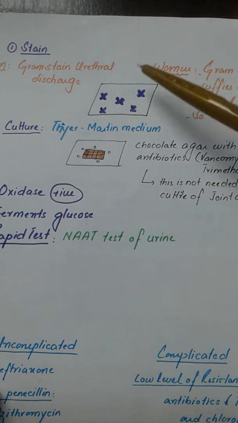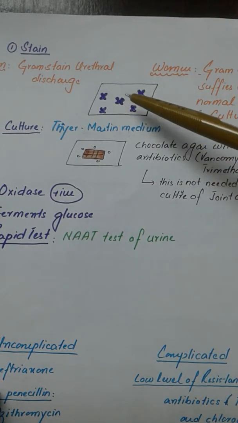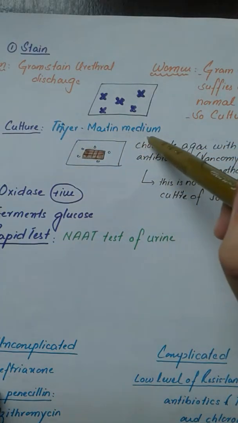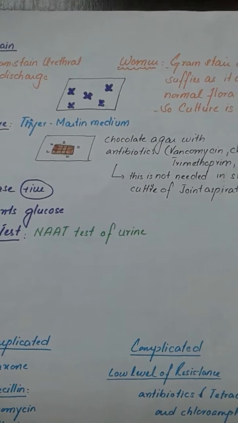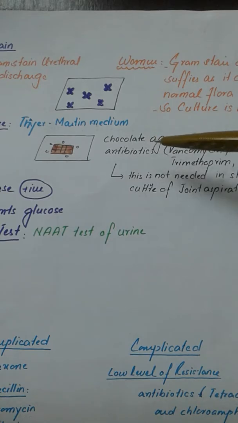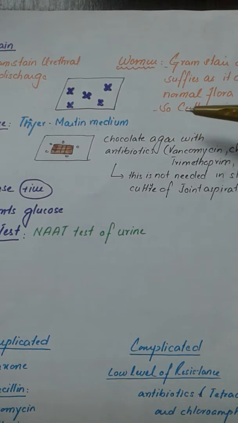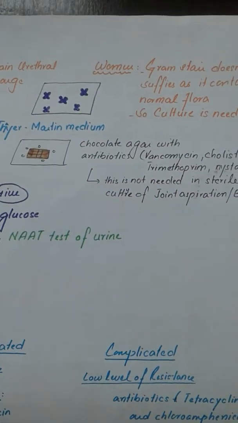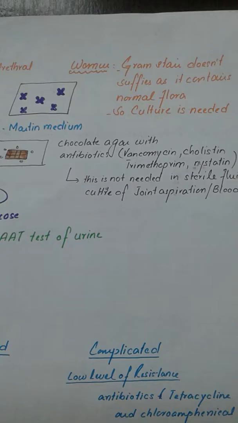What we see under the microscope is, again, a gram-negative diplococcus. So how do we culture it? This organism is specifically grown on Thayer-Martin medium. Now, Thayer-Martin medium consists of chocolate agar. Chocolate agar is actually blood that is boiled at a specific temperature. Along with that, we have certain antibiotics added to this medium, which are vancomycin, colistin, trimethoprim, and nystatin. Now, what does this help in? This helps in clearing all the flora that is present without killing the organism itself.